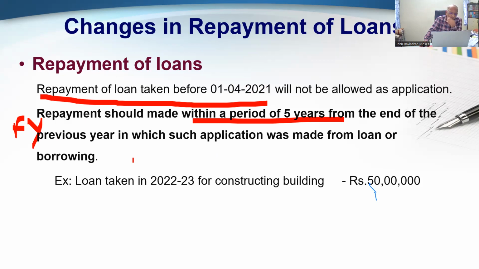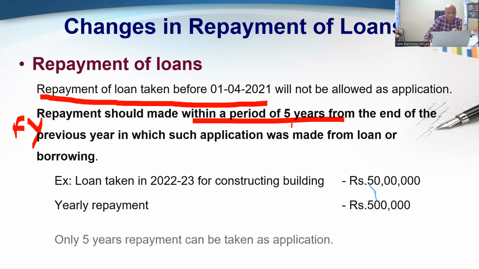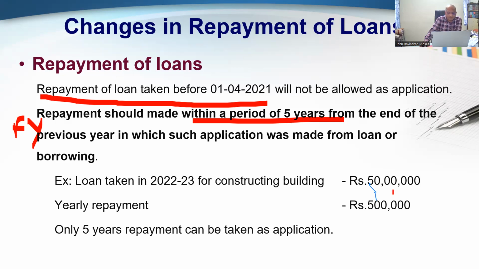Supposing you have taken a loan, we have talked about 10 lakhs for a vehicle of 15 lakhs, in the year 22-23. From the end of the financial year 23, it is 5 years from this. So within 5 years from this, you can claim this application. And they also say that only for 5 years your application will be allowed.